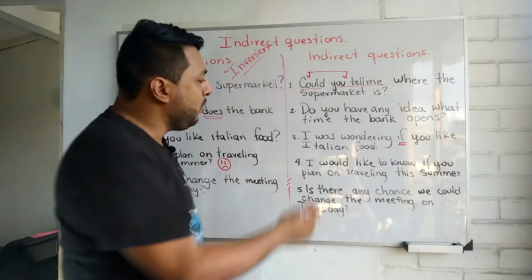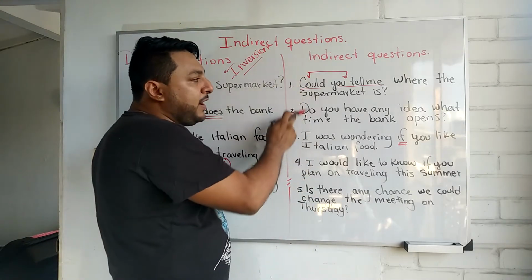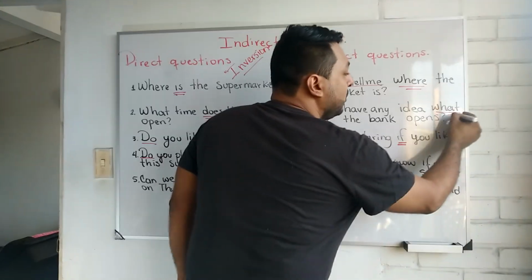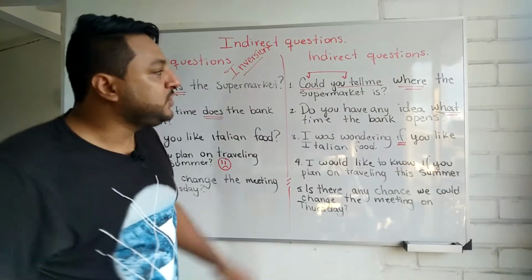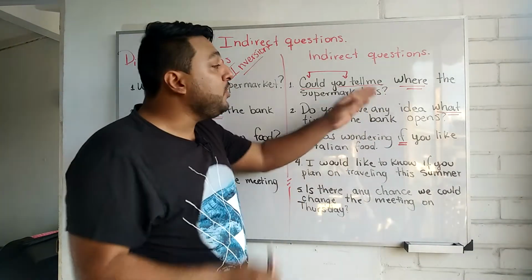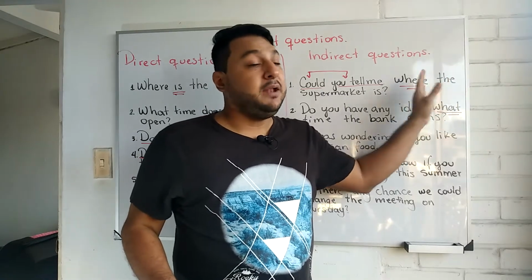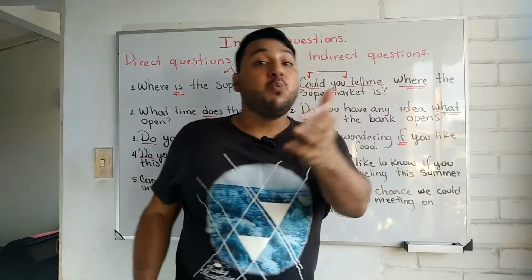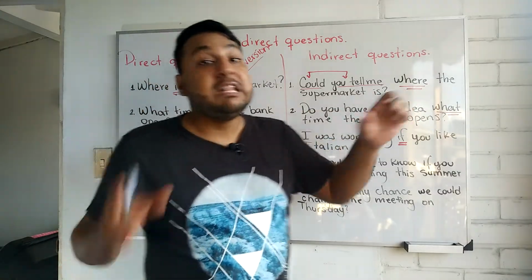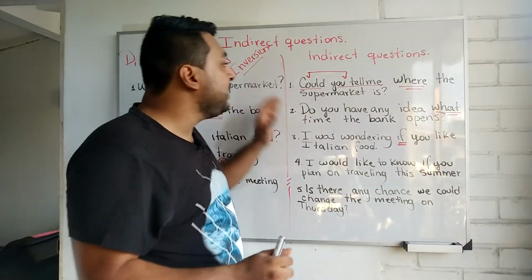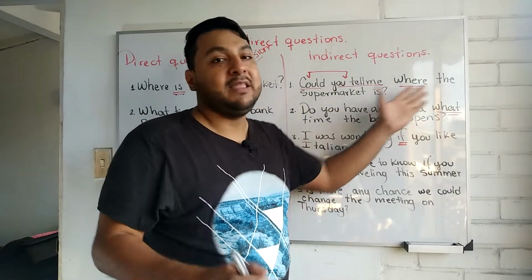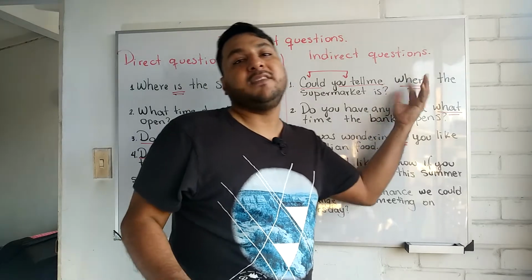Why do we do that? Well, in example number one and example number two, we have WH questions. These WH words not only are pretty good for you to make the question and establish what you are asking about, but also are pretty good as link words. In this case, you have could you tell me, and where the supermarket is. And this is basically acting as a connector.